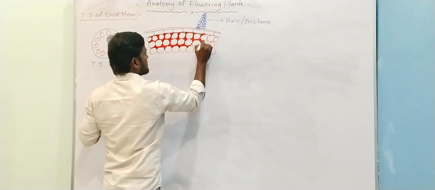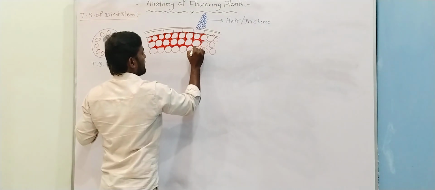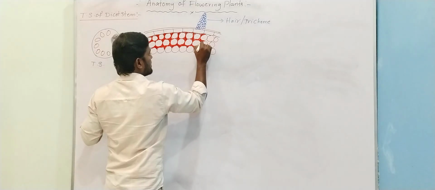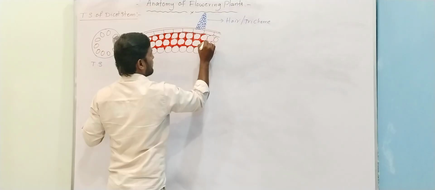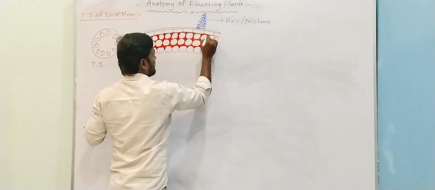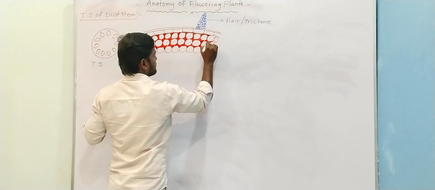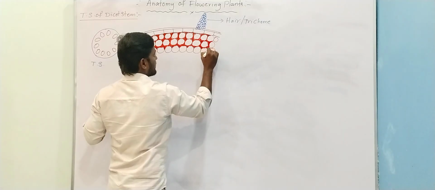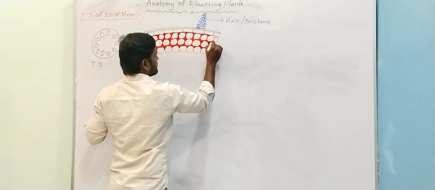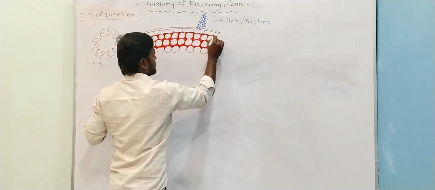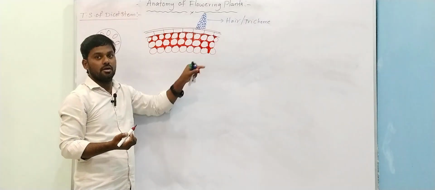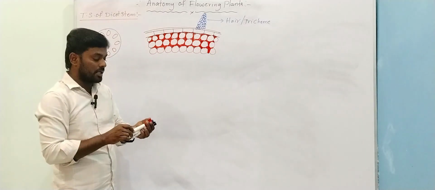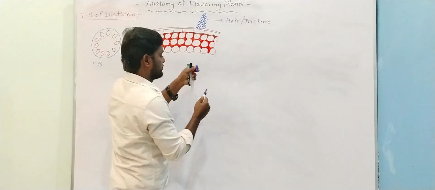Collenchymatous hypodermis. The main function of the collenchymatous hypodermis is that it provides mechanical support to the dicot stem or plant. So this collenchyma is a mechanical living tissue. Just beneath the epidermis, a few cells are arranged. These cells are called collenchymatous hypodermis.